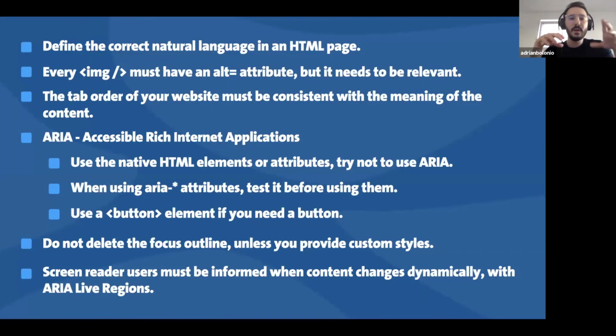So what I showed you today are some of the best practices when developing web accessibility. So we saw about language in the HTML page. We showed that every image must have an alt attribute, even if it's an image that is only for decorative purposes. The alt attribute needs to be present but empty. So in quotes but empty quotes. The tab order of your website must be consistent with the meaning of the content. We showed some ARIA labels, ARIA attributes, and we showed the ARIA rules.